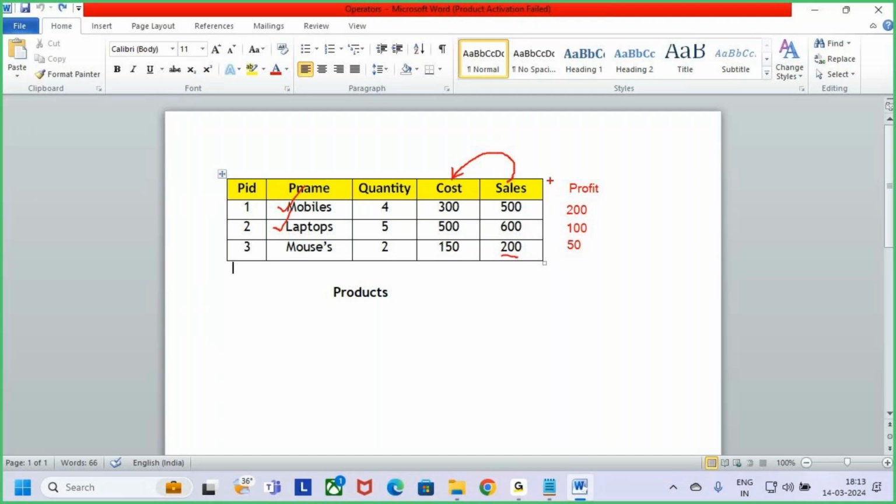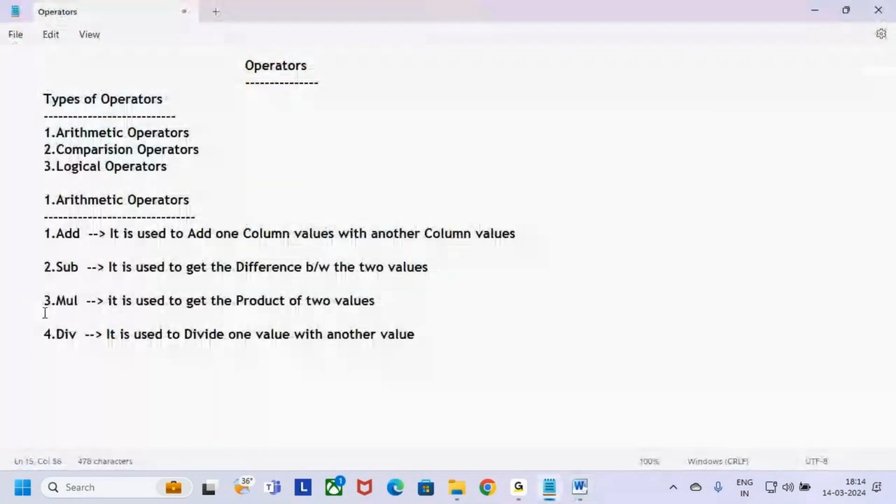So what I'm finding here is the profit the shopkeeper is getting by selling one mobile phone, one laptop, and one mouse. To find out the profit, I'm going to subtract the sales column values with what? Cost column. So when I subtract the sales column values with the cost column, I'm going to find out the profit. So in this scenario, you can use the subtraction operator. And next, the multiplication operator.